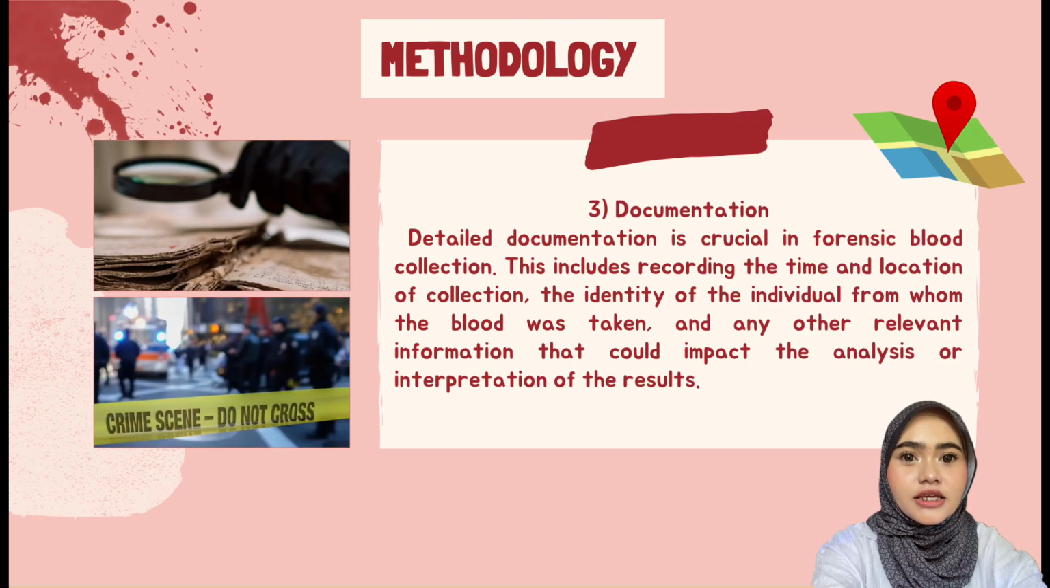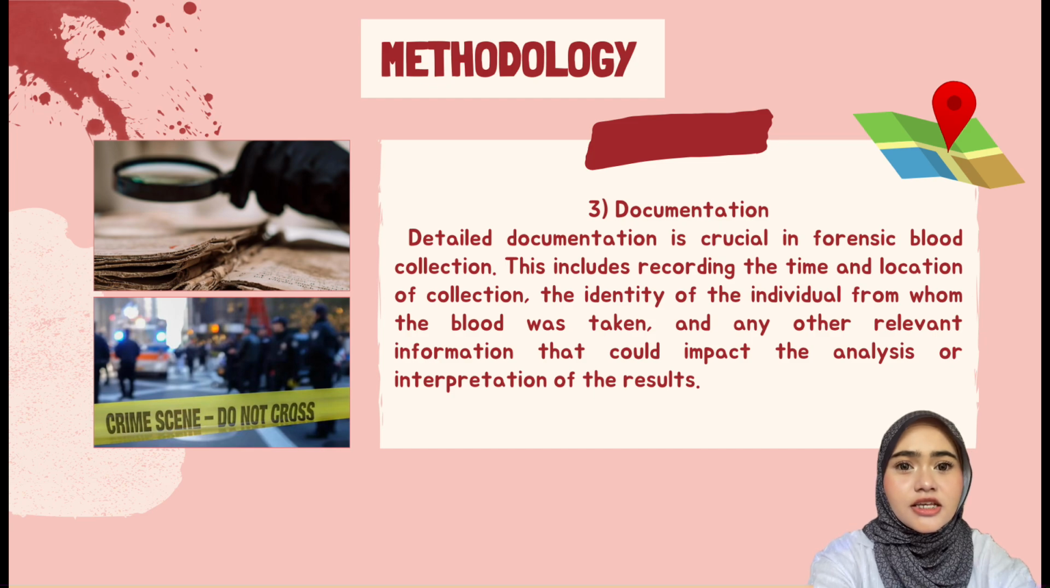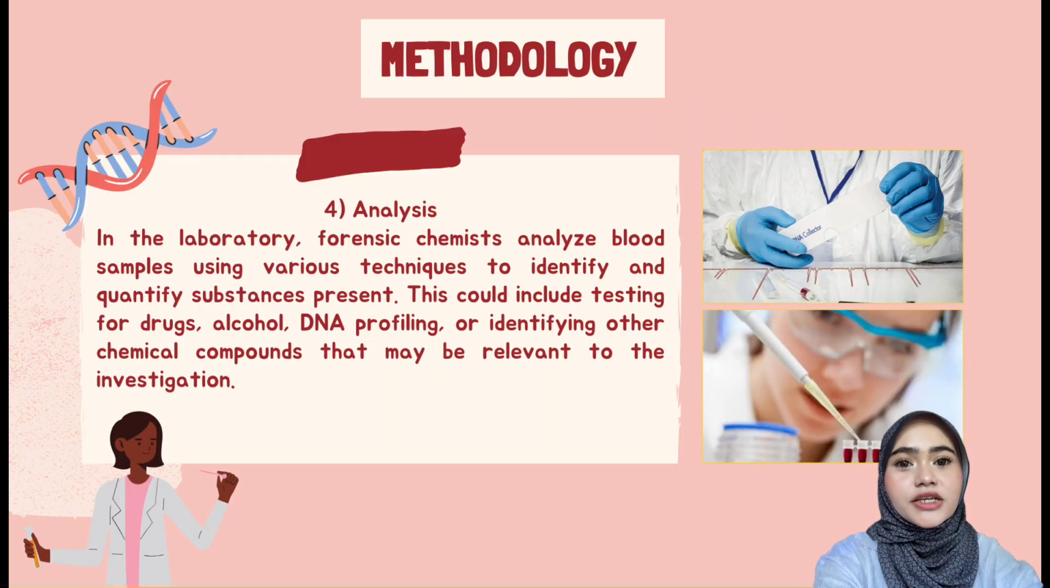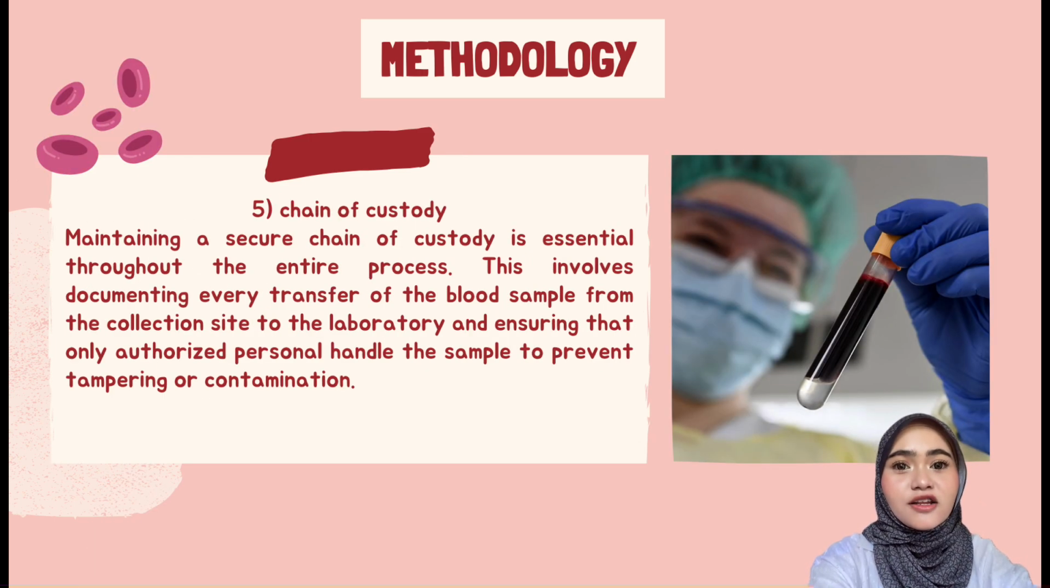Thirdly, we have documentation. Detailed documentation is crucial in forensic blood collection. This includes recording the time and location of collection, the identity of the individual from whom the blood was taken, and any other relevant information that could impact the analysis or interpretation of the result. Number 4 is the analysis. In the laboratory, forensic chemists analyze blood samples using various techniques to identify and quantify substances present. This could include testing for drugs, alcohol, DNA profiling, or identifying other chemical compounds that may be relevant to the investigation.